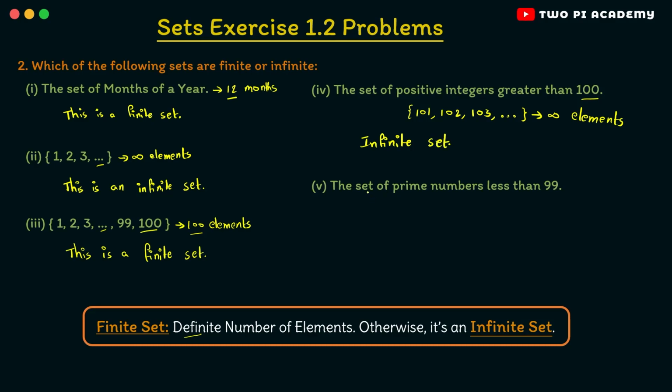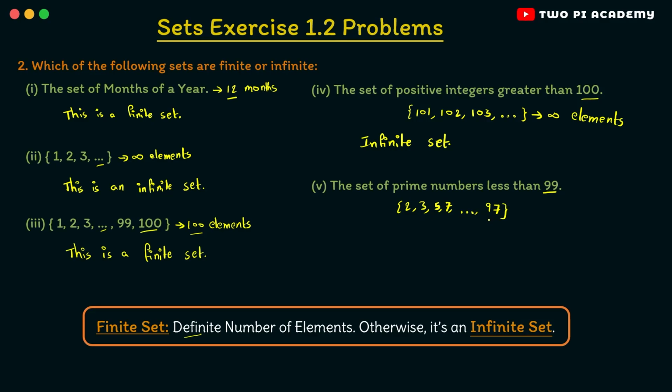Clear, right? Another final problem. The set of prime numbers less than 99. So what are the prime numbers? They are clearly 2, 3, 5, 7, and here they said less than 99, right? The largest prime number that is less than 99 is 97. If you want, you can check that out. Here clearly this ended here, right?